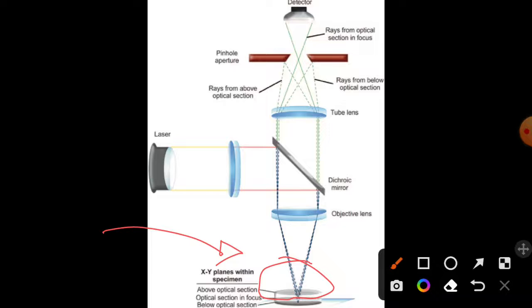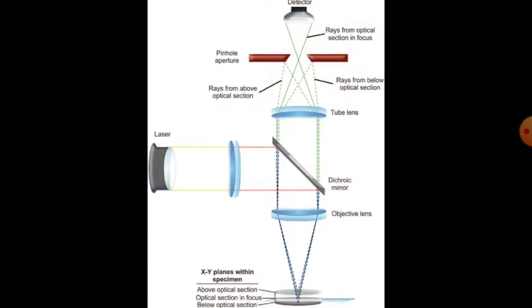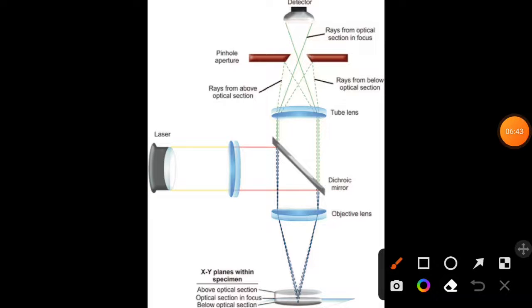Let's come back to other videos. In bright field microscopy, we are using chemical stain, right? In dark field and phase contrast microscopy, we are not using any kind of stain, right? And in fluorescent and in confocal microscopy, we are using fluorescent stain.